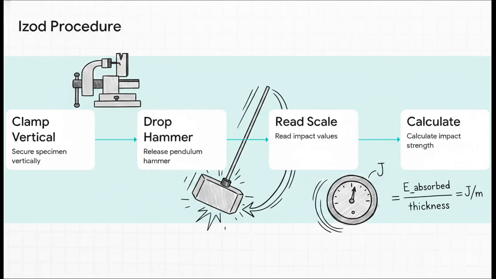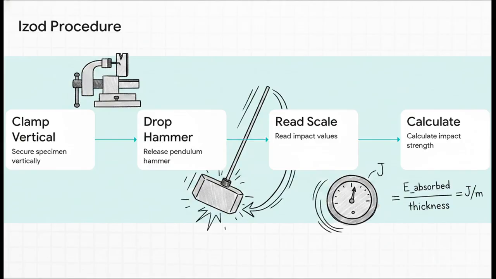So how do we actually run this test on the lab bench? The procedure goes chronologically like this. First, we take our conditioned specimen and clamp it vertically into the vise. It acts just like a cantilever beam. Think of a diving board sticking out over a pool. Crucially, you must ensure the notched end is facing directly toward the striking edge of the pendulum.